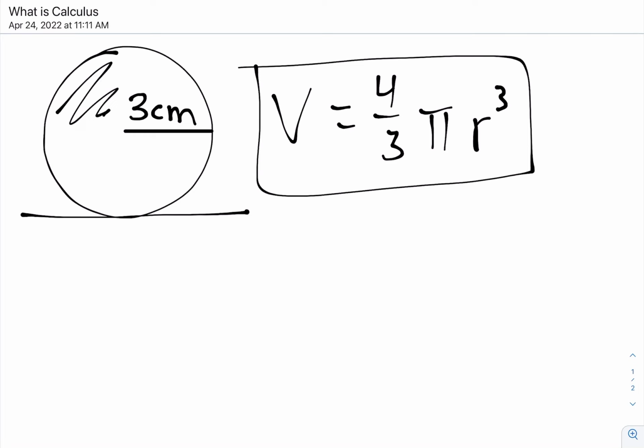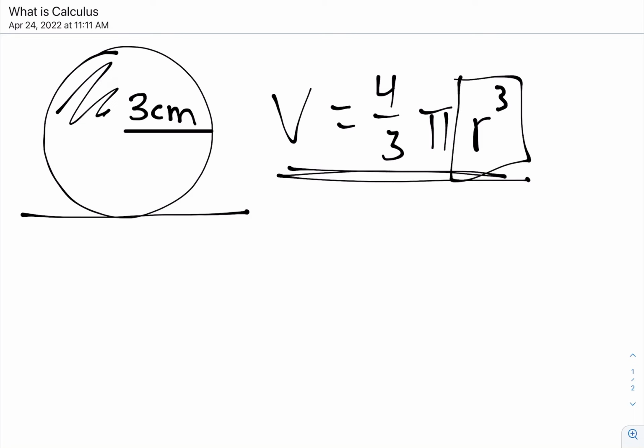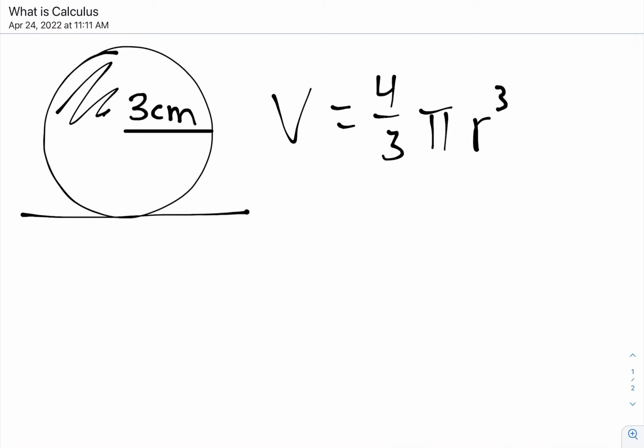Or maybe I'm asking you, if this radius isn't constant, let's say the radius is increasing at a rate of 2 centimeters per second, at which rate is the volume increasing? How could we figure that out? Well, if we're trying to find the rate at which something's increasing, this formula means nothing to us because it's assuming that everything is staying constant. It's assuming that the radius isn't changing and therefore the volume isn't changing. But what if things are changing?